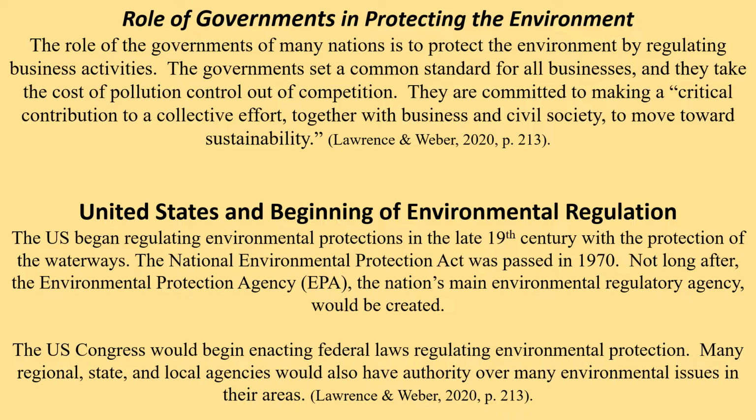United States and beginning of environmental regulation. The U.S. began regulating environmental protections in the late 19th century with the protection of the waterways. The National Environmental Protection Act was passed in 1970. Not long after, the Environmental Protection Agency, known as the EPA, the nation's main environmental regulatory agency, would be created.